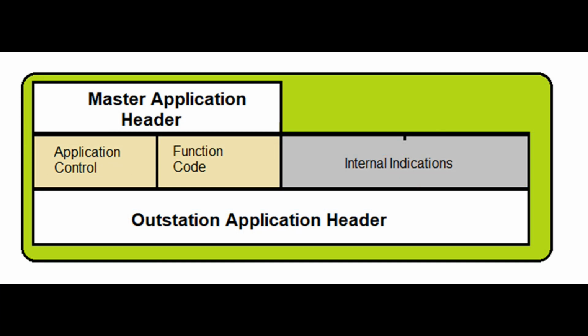The application header appears right after the transport octet and is the initial octets of the application layer. The header in master messages is 2 octets in length and contains the application control and function code octets. The header in outstation messages is 4 octets in length. It contains the same 2 octets as in the master header and is followed by 2 internal indication octets.